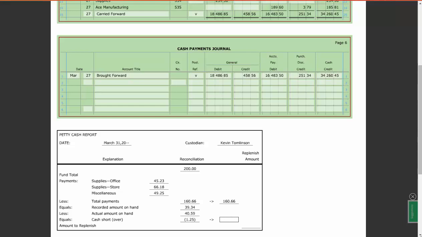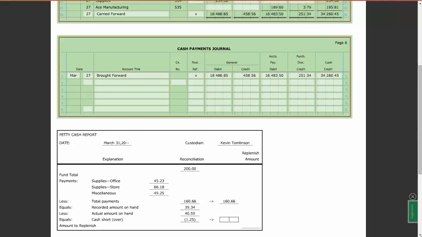Now, when you see parentheses in math or in money, what do you think that means we do to it? Actually, it's going to be a minus. I totally see why you said multiply, though. But we're adding or subtracting here. No multiplication on our petty cash report.